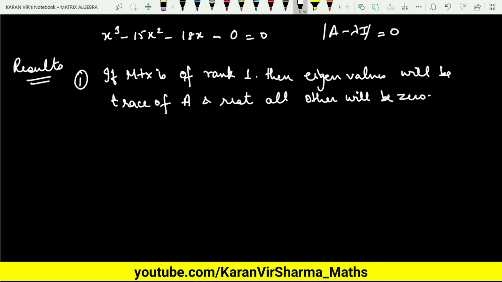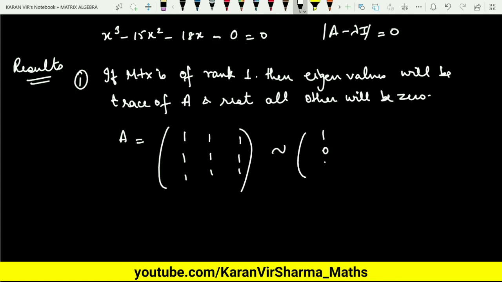So if I take a 3 cross 3 system, that is, let us take a 3 cross 3 system with all entries 1: 1 1 1, 1 1 1, 1 1 1. Now you can convert this matrix into echelon form and check that this is a matrix of rank 1. Why? Because you just subtract the other rows and you will get 1 0 0, 0 0 0, 0 0 0. So this is a matrix of rank 1.